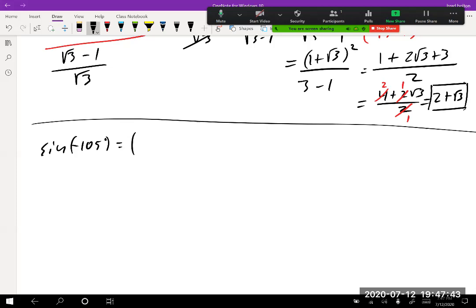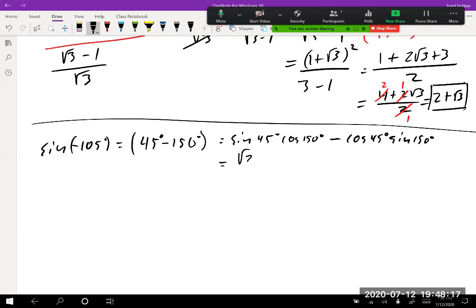So I might have chose differently than you, but you could have done, I guess, 60 and 45. For whatever reason, I chose 45. Oh no, 60 and 45 wouldn't work unless they were both negative. I guess that would have been fine. I chose 45 minus 150. So then I have the sine of 45 degrees, cosine of 150 degrees, minus cosine of 45 degrees, sine of 150 degrees. So sine of 45 is square root 2 over 2.